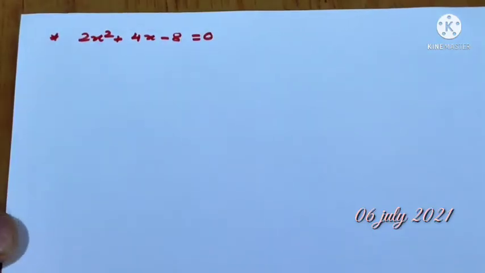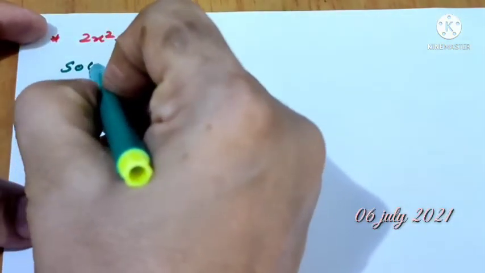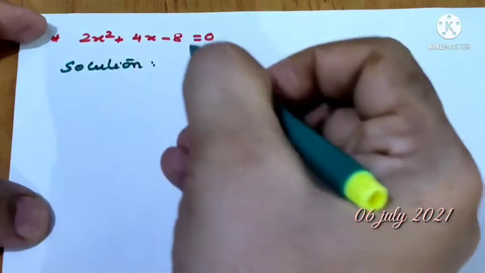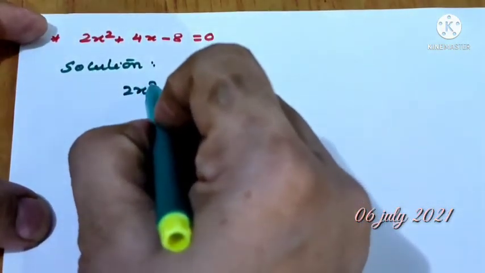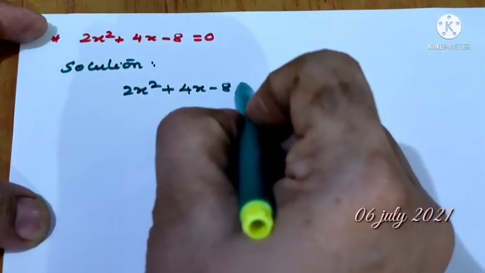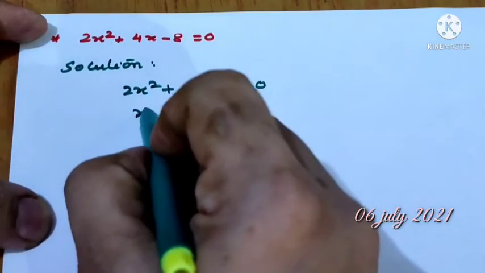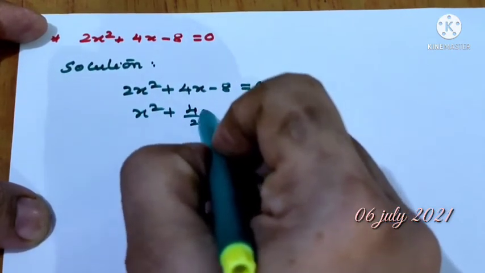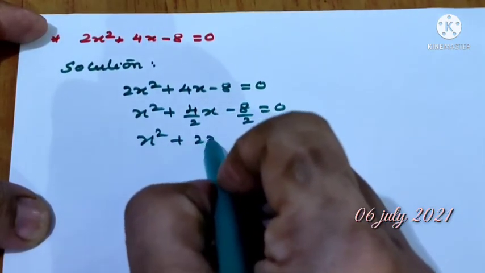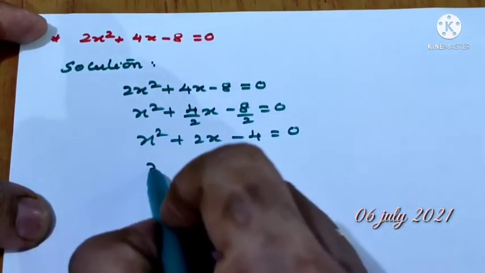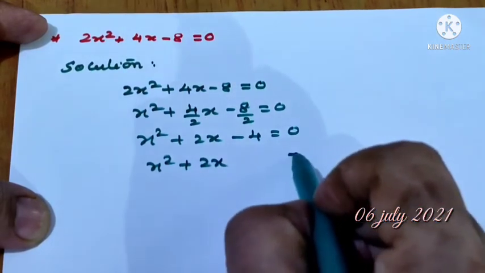Two x square plus 4x minus 8 equal to 0. Again by the method of completing square, one more question, it will be practice for you. Here coefficient of x square is 2. What is the first step? Divide by 2. X square plus 4 by 2x minus 8 by 2 equal to 0. X square plus 2x minus 4 equal to 0. X square plus 2x, I am keeping this side and 4 on the other side.